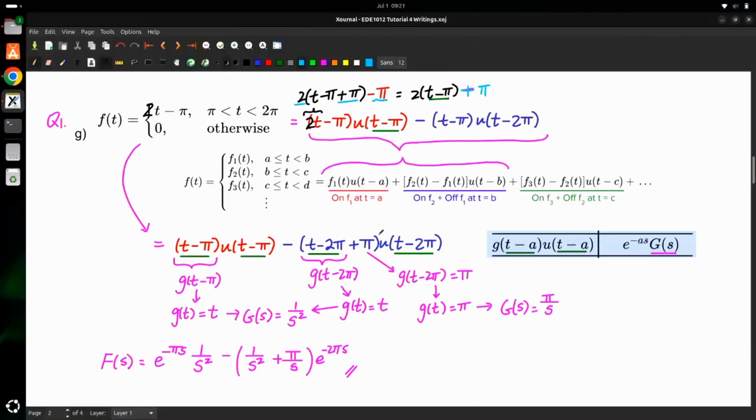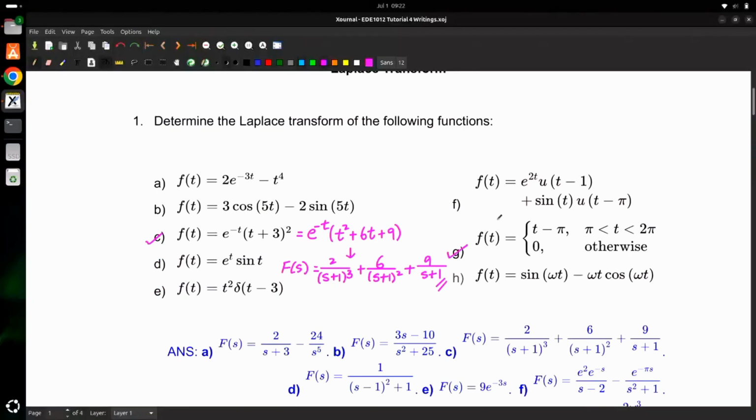Then you can do the transform accordingly. So it's always the same trick. Always the same trick. Any questions? Very good. So that will be for G. Any other parts you want me to go through?